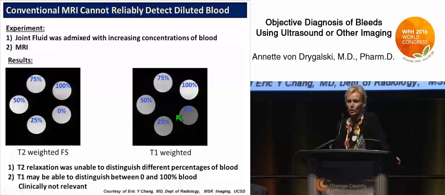Now, if we go to more tissue-intense sequences, T1 weighted, you might see a difference between 0% and 100%, but it's not clinically relevant because no one has 100% blood in his or her joints. And so these little shades of gray in the middle are really not diagnostic because they don't allow tissue discrimination from the rest of the structures imaged on MRI.